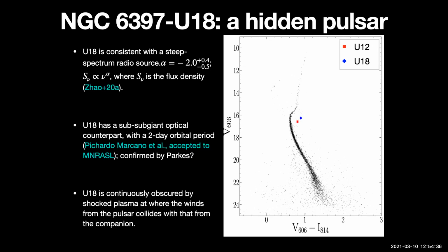But a recent optical study using a series of Hubble Space Telescope observations of U18 suggests a 2-day orbital period for the system. And also, just pretty recently, probably a couple of weeks ago, another pulse signal was confirmed by a Parkes search, although the timing solution is not done yet. But I think the preliminary result is that the orbital period confirmed by Parkes is consistent with what we found with the Hubble Space Telescope observations. So that's a pretty promising millisecond pulsar target in this globular cluster.